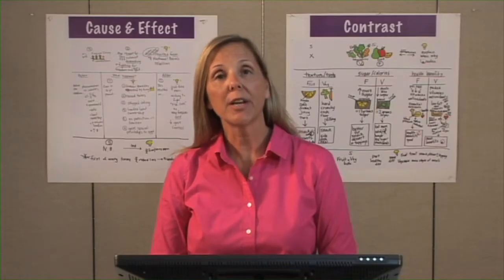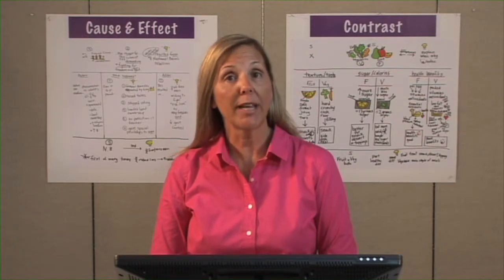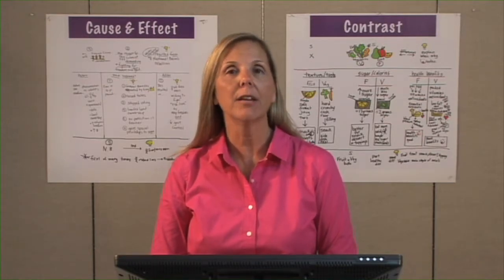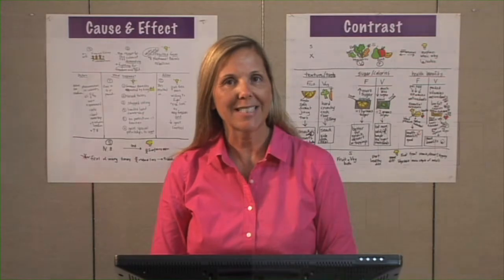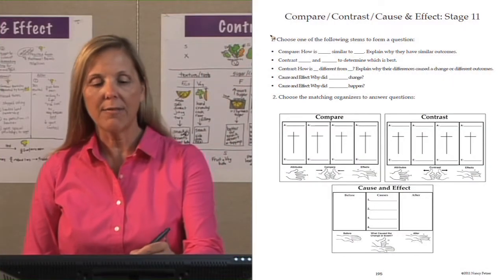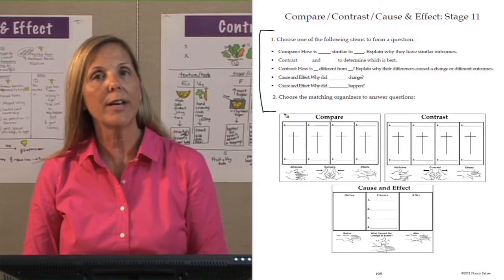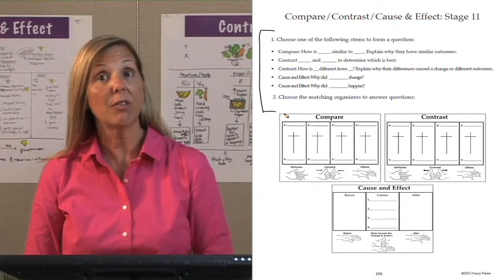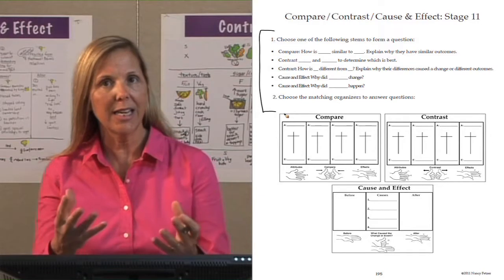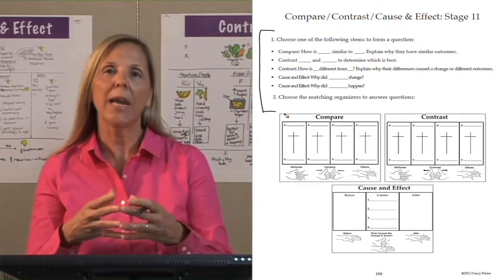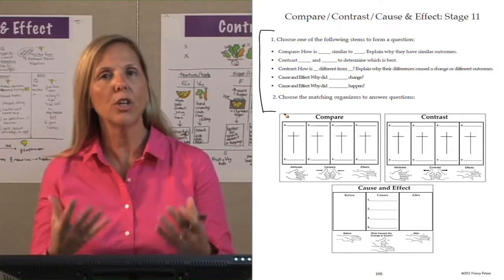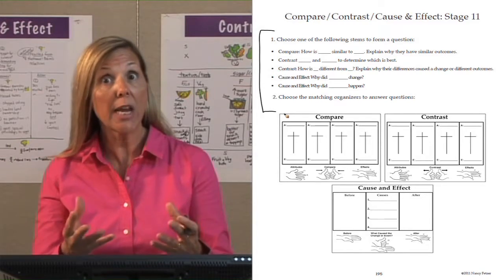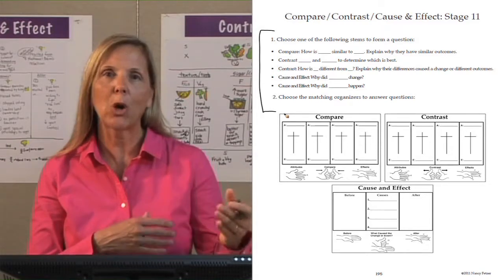Please turn to page 195 for informative explanatory writing at stage 11, focusing on cause and effect. On page 195 are stems to form questions for the three different types of thinking at this stage 11 level, and that is for analysis thinking, where you will either compare, contrast, or use cause and effect. That's your task in thinking for a purpose.